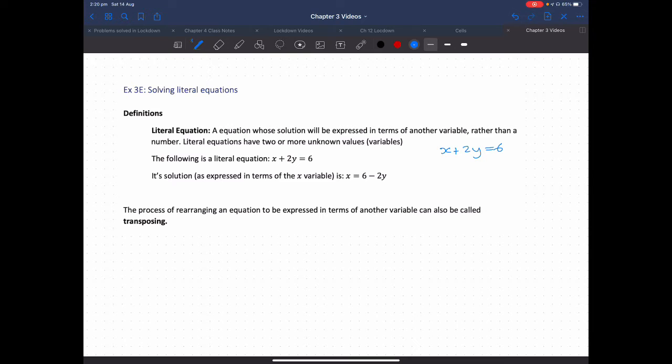So if I was asked to solve for x, I would subtract 2y from both sides. X plus 2y minus 2y equals 6 minus 2y. X I now have by itself equals 6 minus 2y. That would be my solution. What we have done is we have rearranged the letters in the equation. We call this transposing the equation.